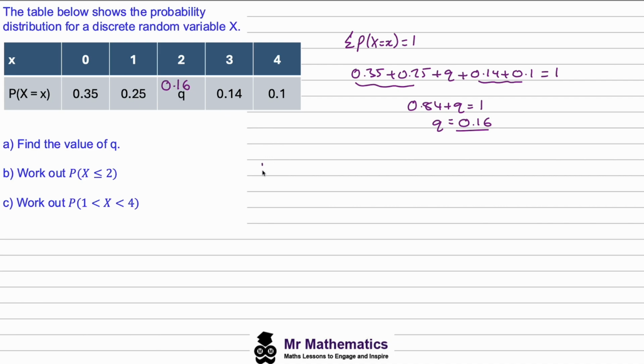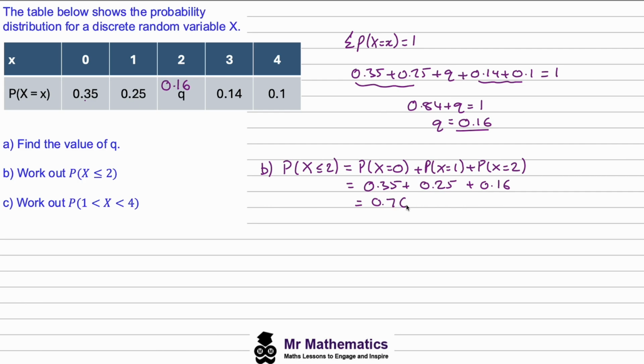And then for part B, find the probability of a random variable being less than or equal to 2. Well, if it's less than or equal to 2, then the observed value could be equal to 0, or it could be equal to 1, or it could be equal to 2. But it can't be any more than that. So all we need to do is add these probabilities together. So we've got the 0.35 plus the 0.25 plus the 0.16. And when you add these together, we get 0.76.